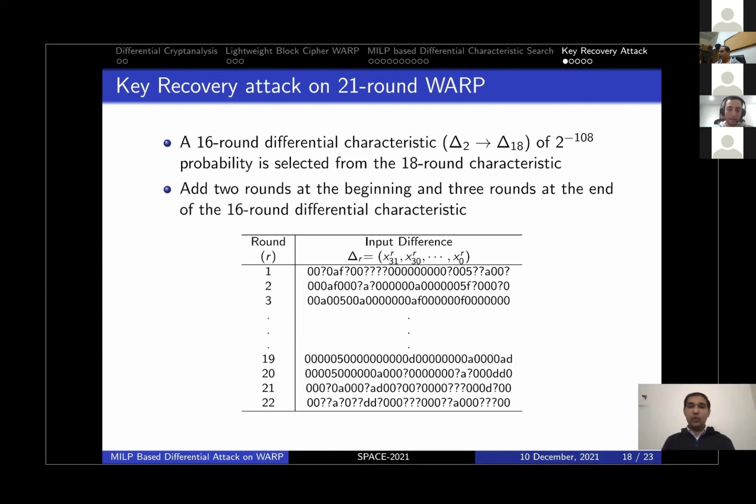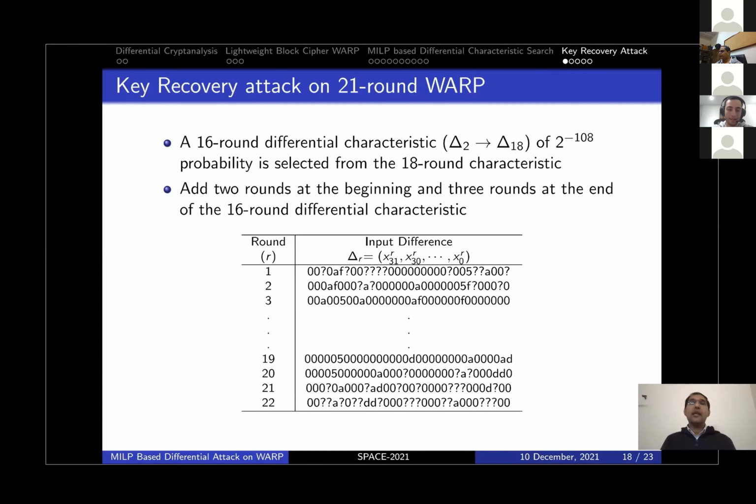We add 2 rounds at the beginning and 3 rounds at the end of the 16-round characteristic. This makes a total of 21 rounds for the key recovery attack. In this table, the question mark represents undetermined bits in the differential.